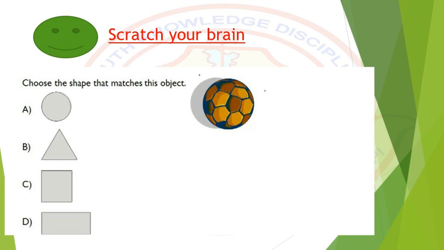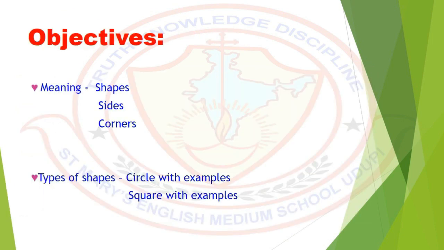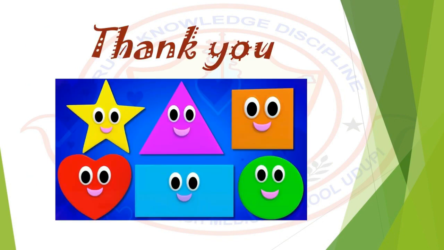Option A. Today in the class we have learnt the meaning of shapes, sides and corners, different types of shapes, and a detailed discussion of circle with examples and square with examples. We meet in the next class, students. Thank you.